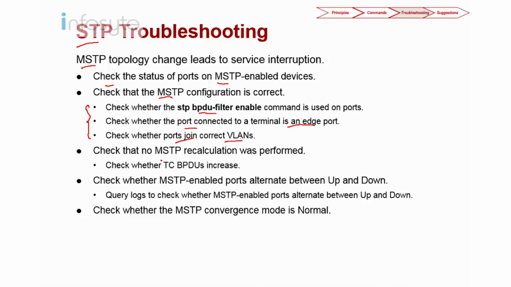Next, we have to check that MSTP calculation was performed, and check whether your topology change count has increased. If it has increased drastically, that means that something must be wrong, or maybe there is a port that is flapping. Then next we have to check whether the MSTP-enabled port is going between up and down. That's a flapping port. If you do have flapping, do a display log to query whether it is due to MSTP. And finally, make sure that the convergence is normal.